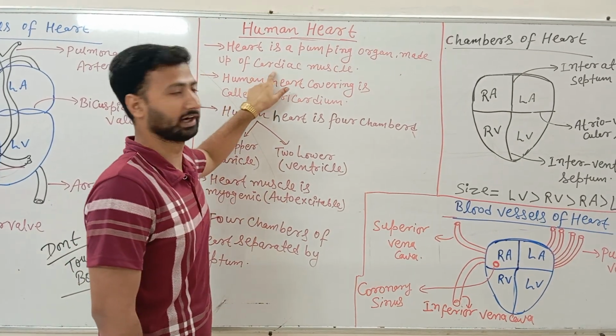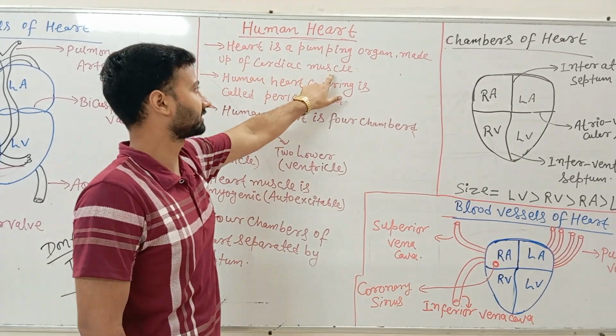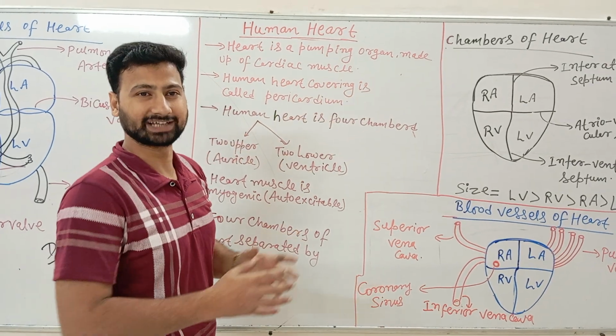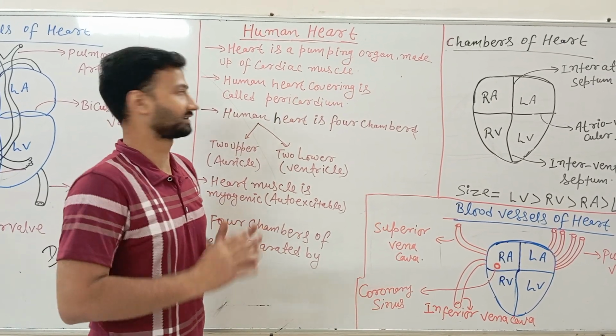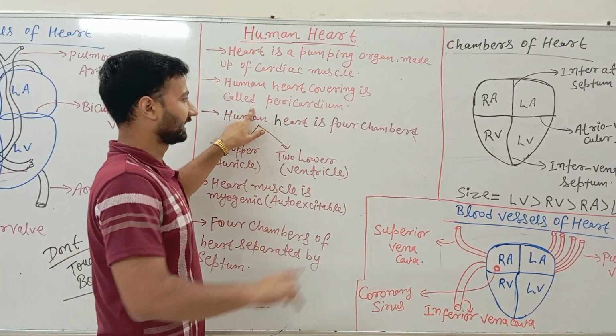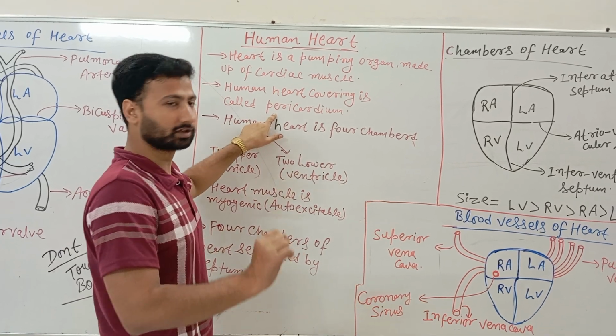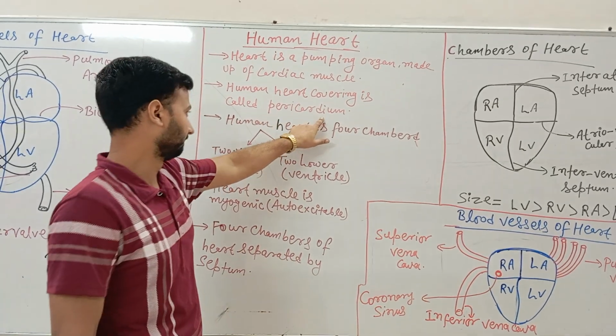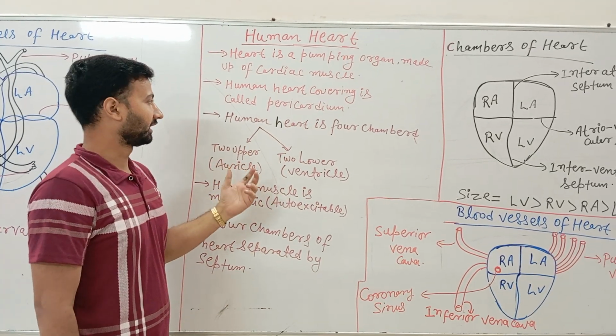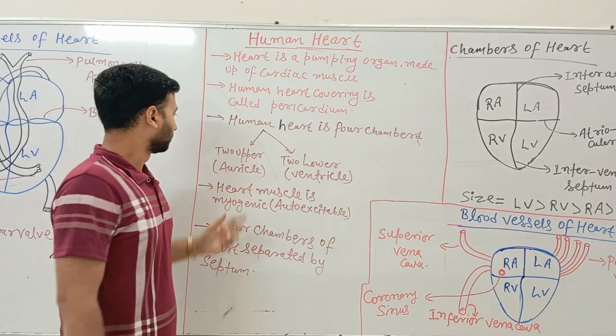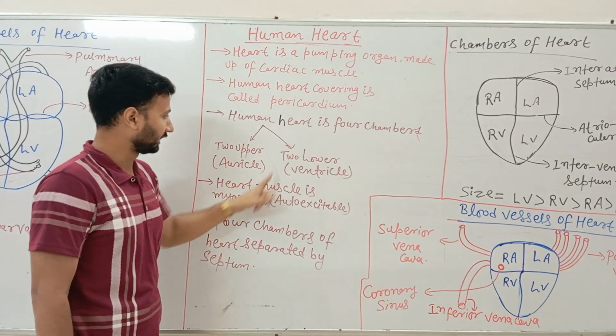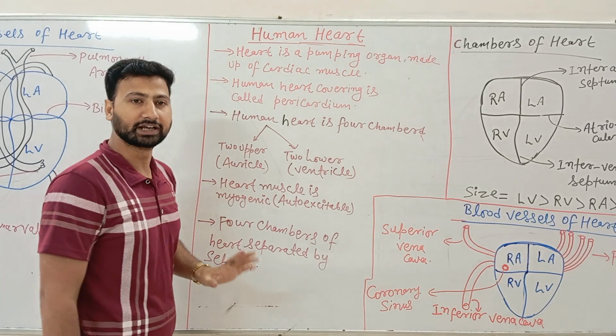Heart is made up of cardiac muscle. This muscle is myogenic. It means auto-excitable. It controls its function by itself. And there is membrane over the heart which protects heart. That is pericardium. Human heart is made up of 4 chambers. 2 upper chambers are called auricles and 2 lower chambers are called ventricles.